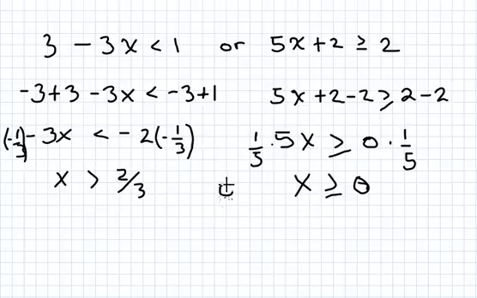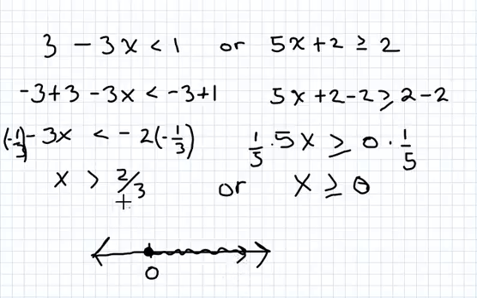Now remember we have an OR. Okay, so we got x is greater than 2/3, or x can be greater than or equal to 0. So just by drawing a number line out, I'm going to label 0 here, and remember it includes 0, so we're going to fill it in there, and it's everything greater than 0. And then of course we have a 2/3 here, and it doesn't include the 2/3.